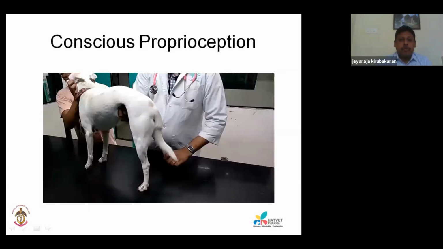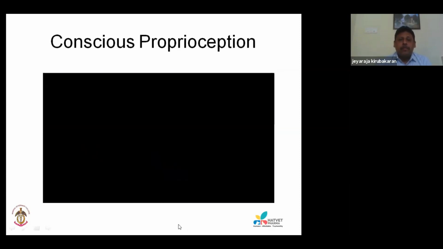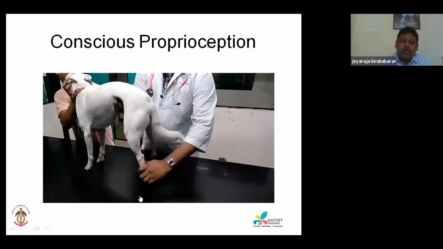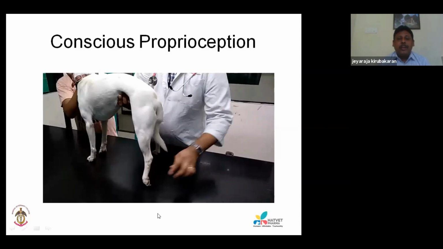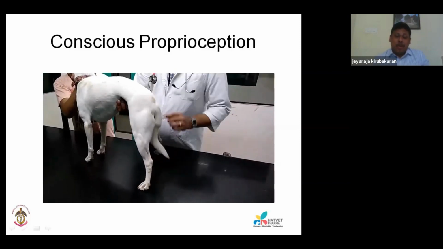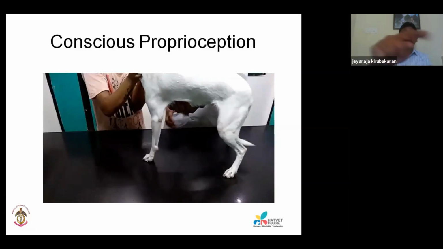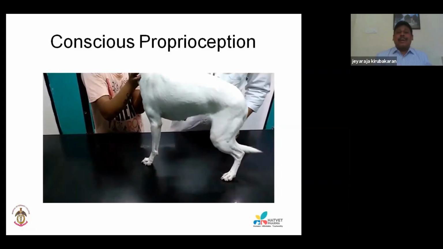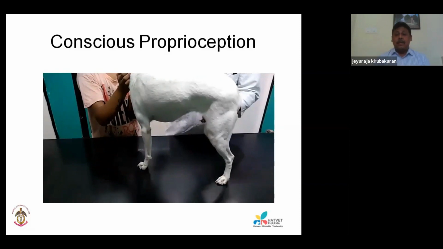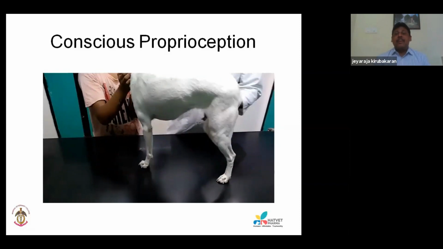So this is conscious proprioception. What we do is, we support the weight of the limbs, and then you try to change the position. So it consciously perceives that its limb is not in the right position, and this is carried to the cerebral cortex, to the spinal cord, and it corrects itself. So it almost tests the entire tract. Any subtle neurological deficits, we can bring to light by doing conscious proprioception. And also it helps to differentiate between neurological disease and orthopedic disease. Very helpful.